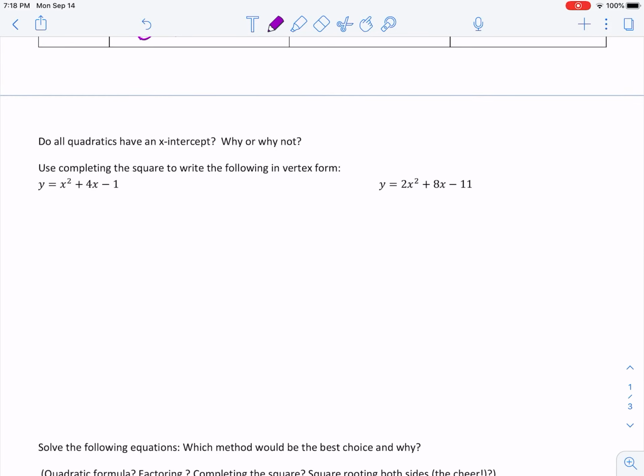Do all quadratics have an x-intercept? Why or why not? The answer would be no. Because it could have imaginary roots, right? Could be up here, whoop, whoop. No x-intercept. It's going to have a y-intercept. All right, complete the square to put these in vertex form.